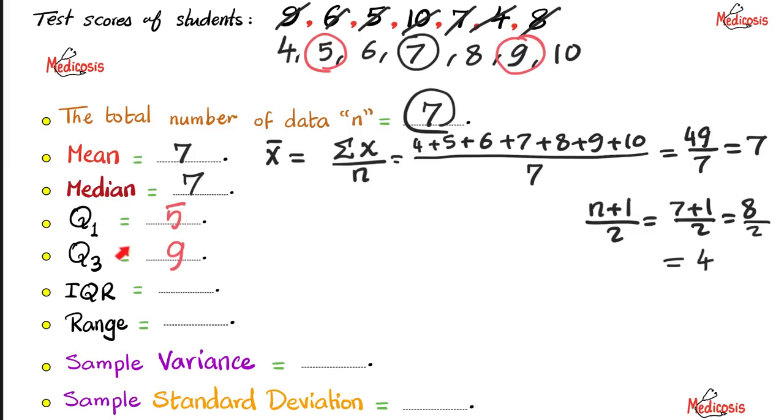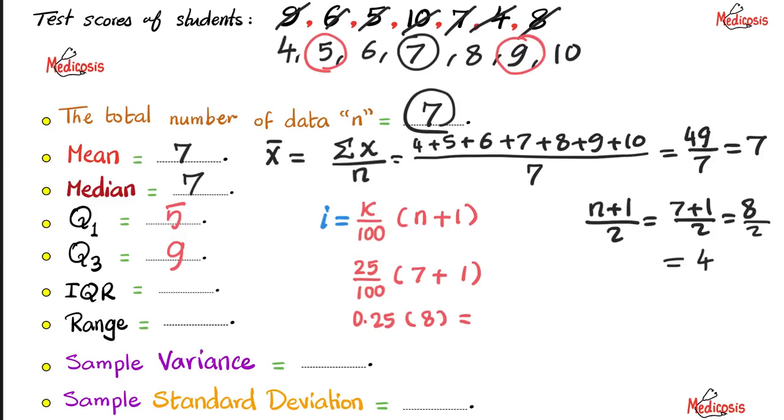If you want the more scientific and sophisticated way of finding Q1, we are going to use the following equation. I, which is the index of the rank of the data, is your kth percentile, or k divided by 100, multiplied by n plus 1. Q1 is the same as the 25th percentile, so the value of k is 25. Divide this by 100, multiplied by n, which is 7, plus 1. So this is 0.25 multiplied by 8, or a quarter of 8, which is 2, which means that the rank of the 25th percentile that you want is the second value. What is the second value in this set? This is the first value, this is the second value, so Q1 is 5.